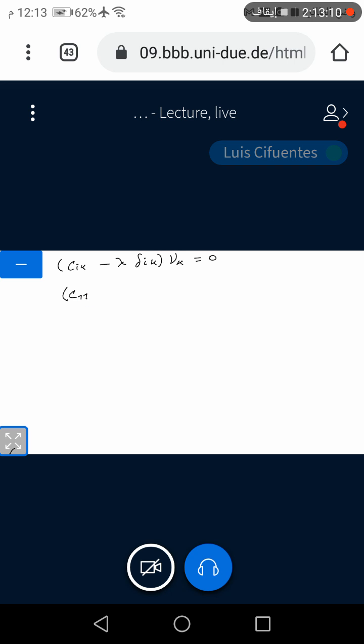We have C11 minus lambda, when k is equal 1. The summation is just 1 and 1, that's why we have the value of lambda here. Plus C12 v2, plus C13 v3. Yeah, the first component is 0.